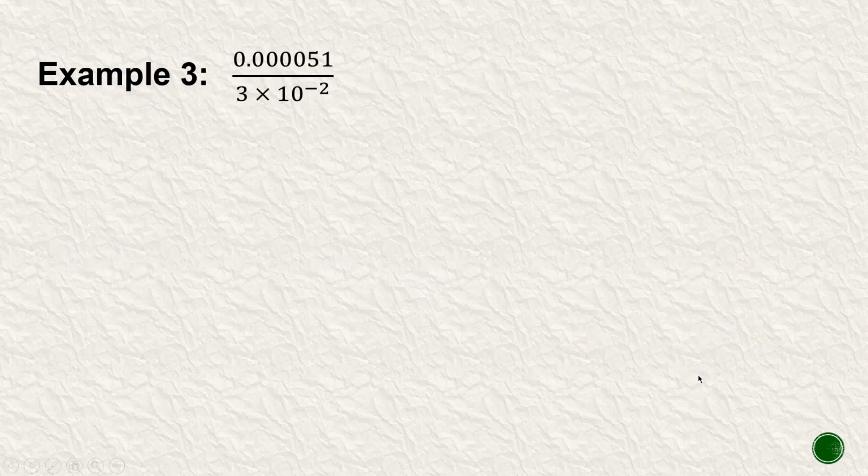Okay, let's answer the second to the last example. We have here 0.0005.1 over 3 times 10 raised to negative 2. So the first thing we will do here is to convert the numerator into scientific notation. I think I need to show that to you, the movement of the decimal point: 1, 2, 3, 4, 5. So this is 5.1 times 10 raised to negative 5. We move the decimal point to the right side 5 times. That's why it's negative 5.